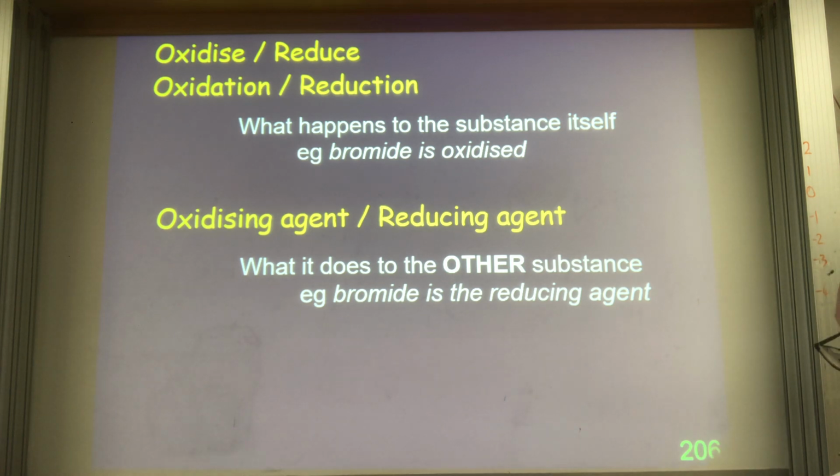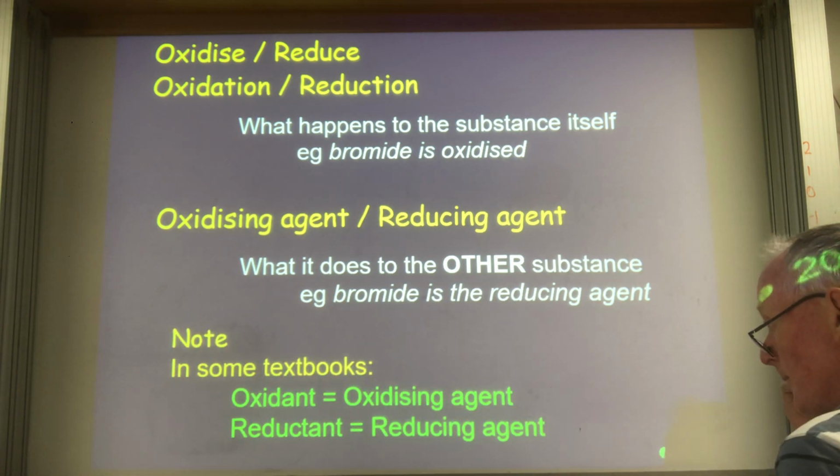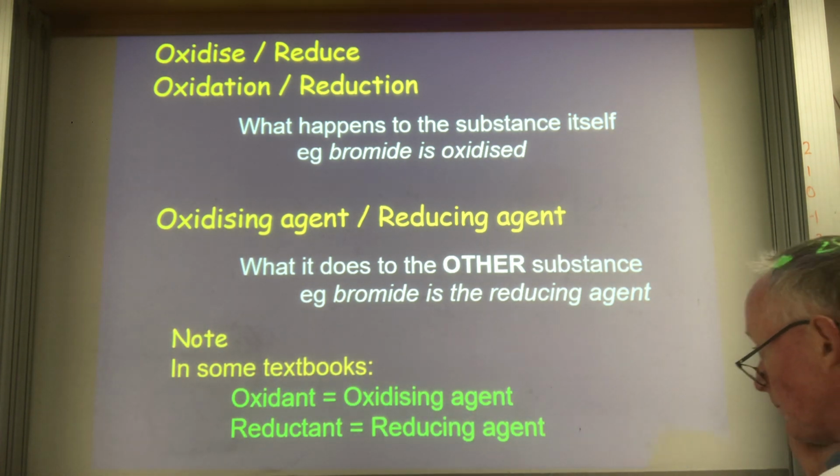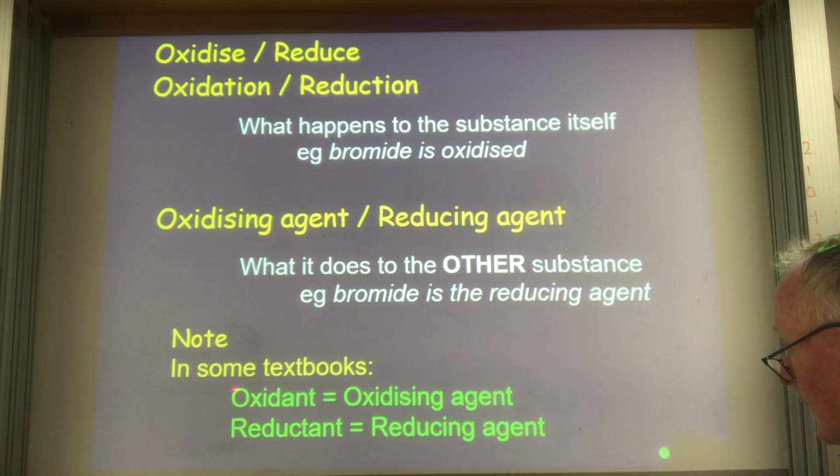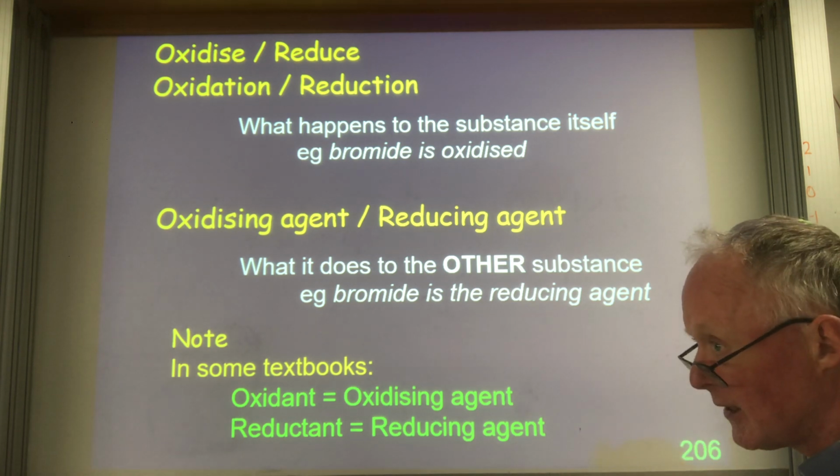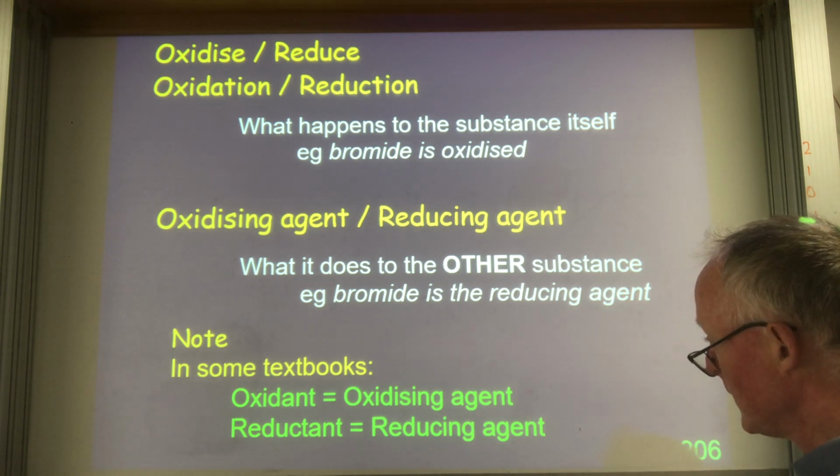And that's what that slide says. Note that quite commonly we call them oxidising agents and reducing agents in the VCAA course. Oxidant and reductant are commonly used in many other syllabuses, many textbooks.